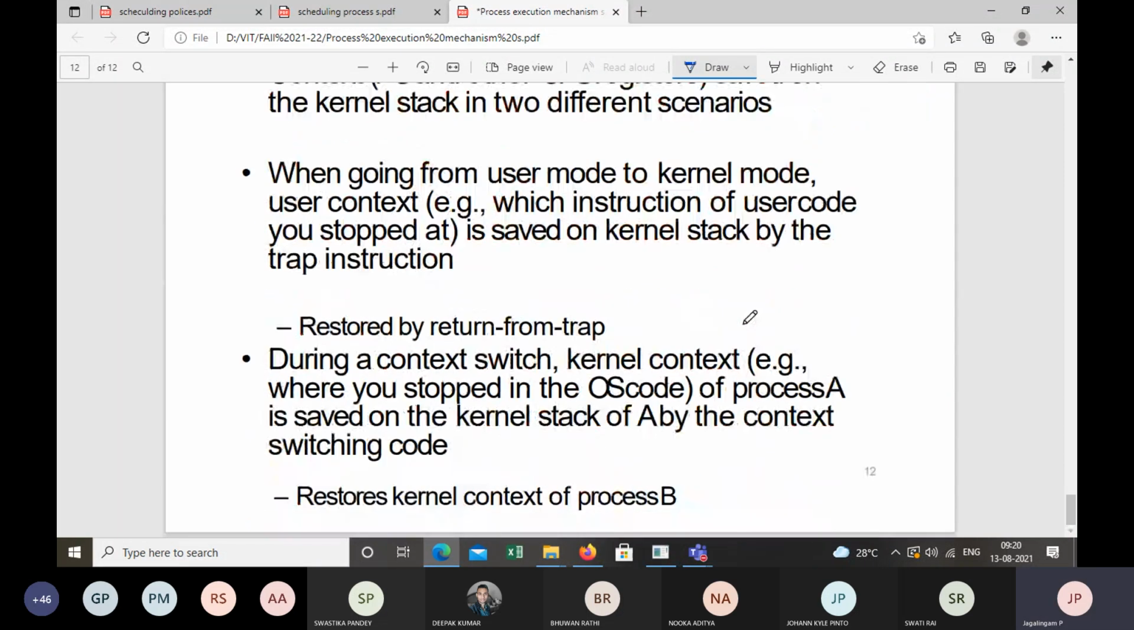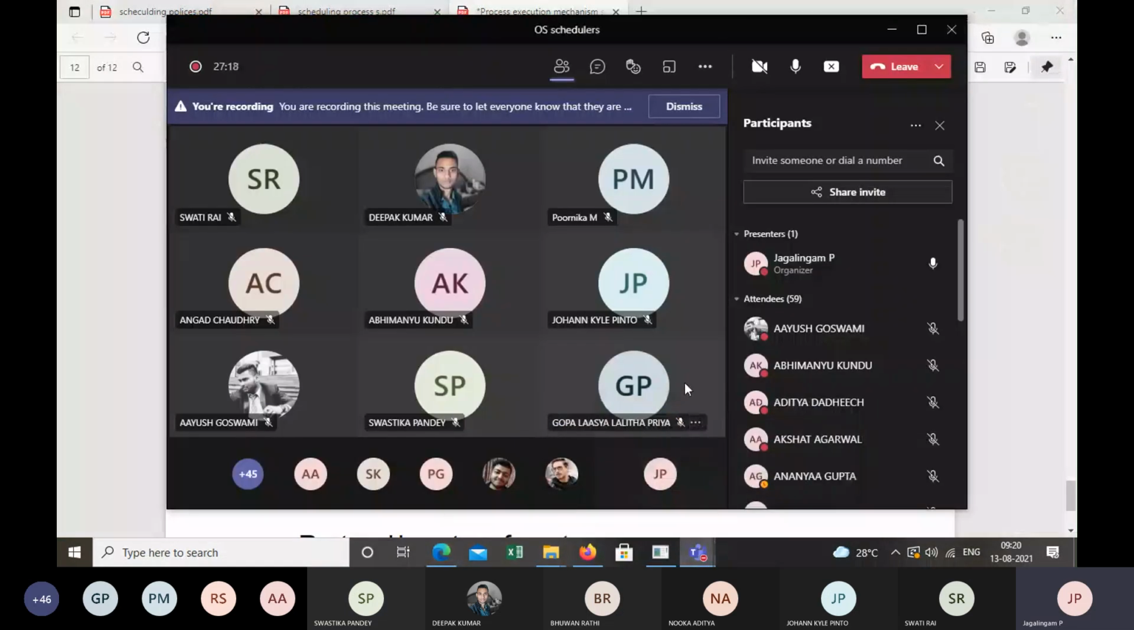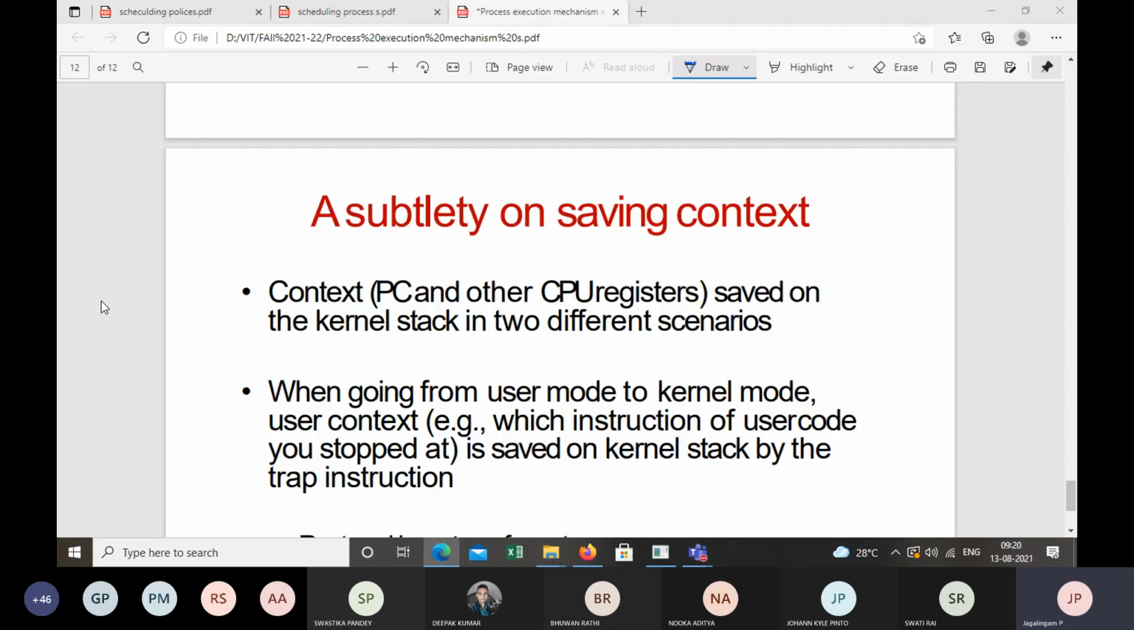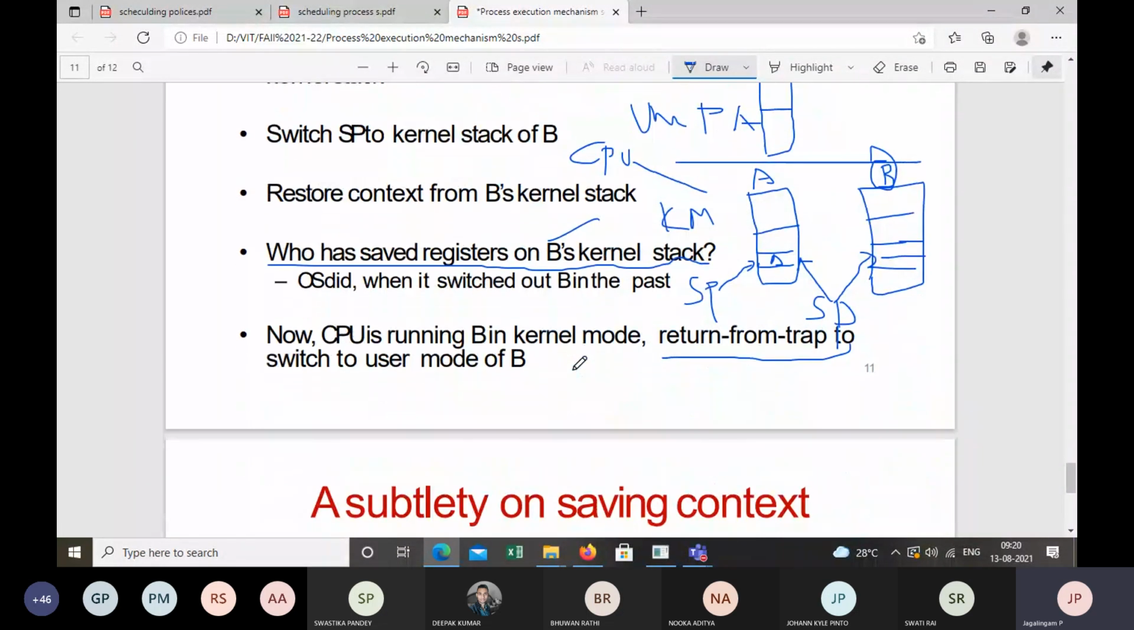Is that okay? Yes, sir. Everyone understand this? Yes, sir. Please let me know if you have not understood. I do not mind repeating, because this is an important concept. You need to understand how the operating system moves from one process to the other process. Is that okay? Can we move to the next topic?